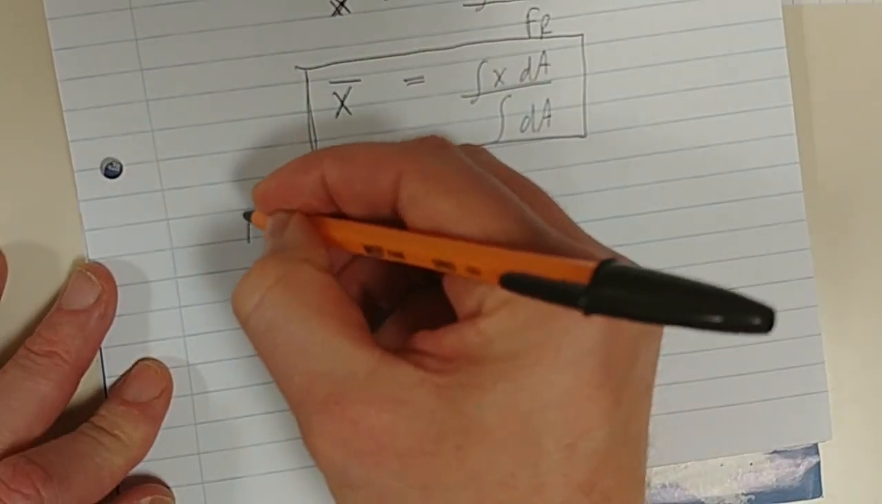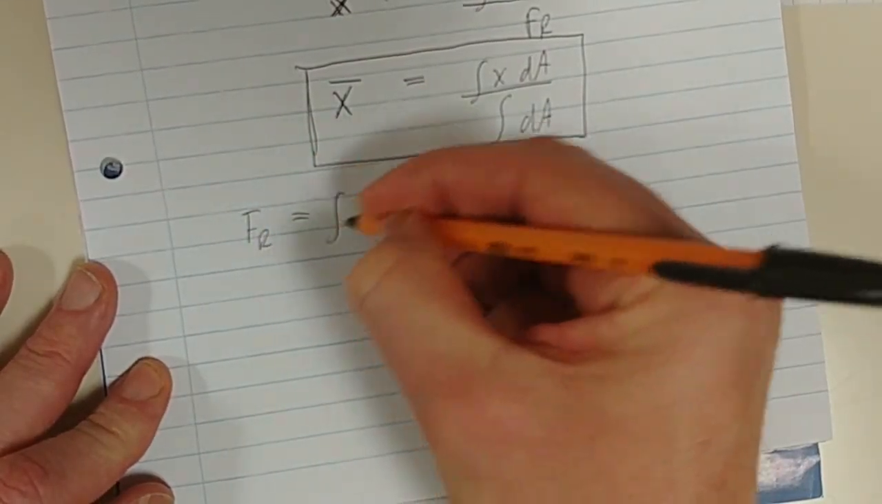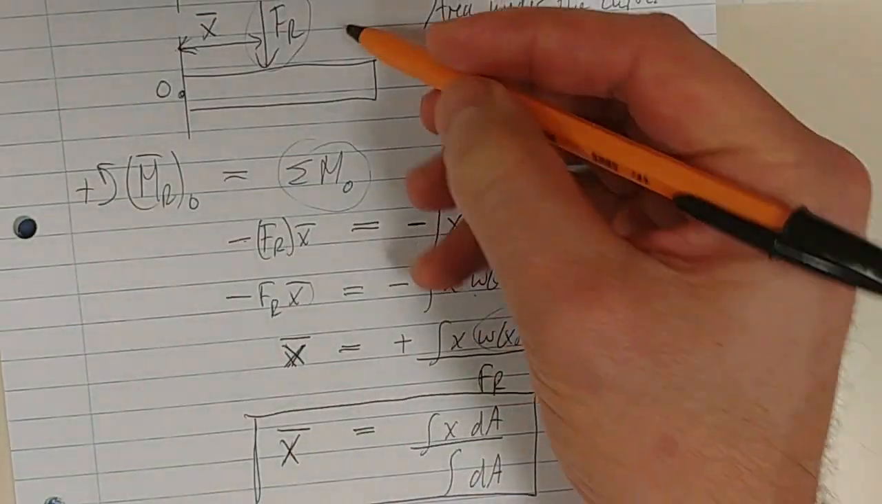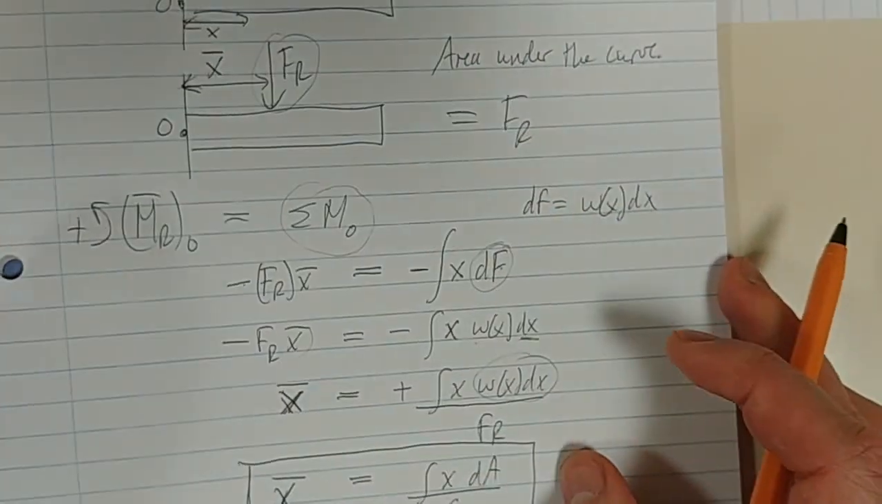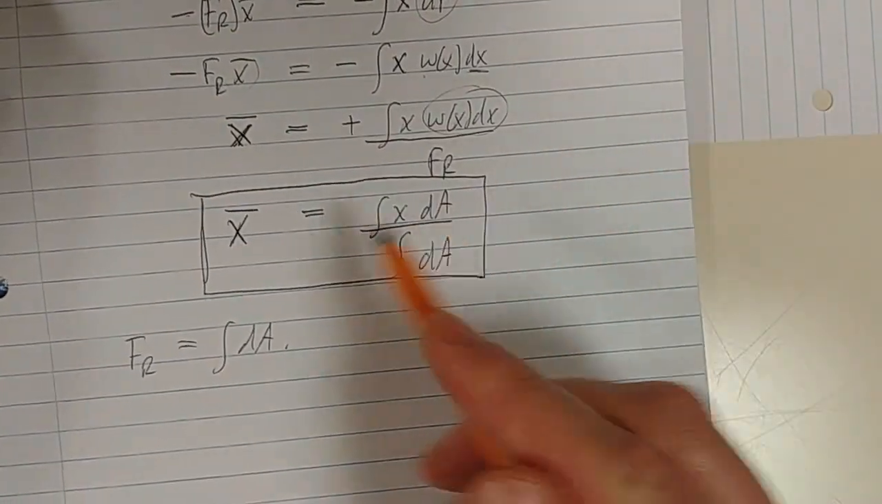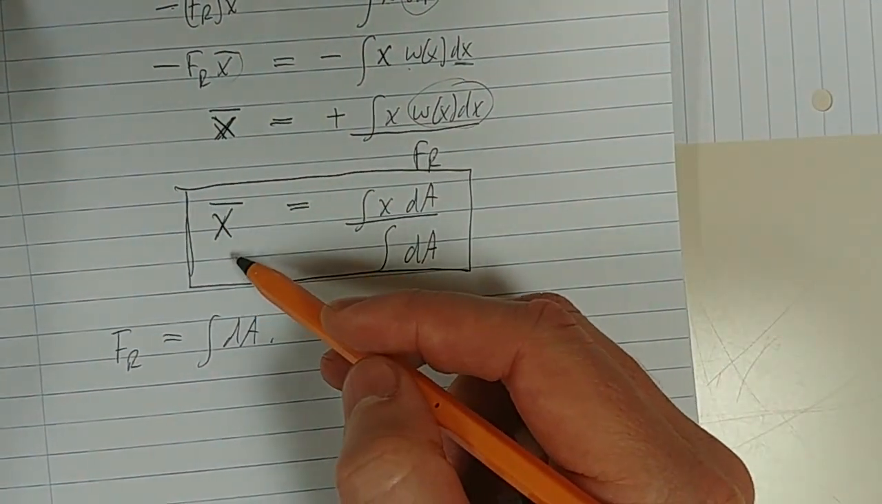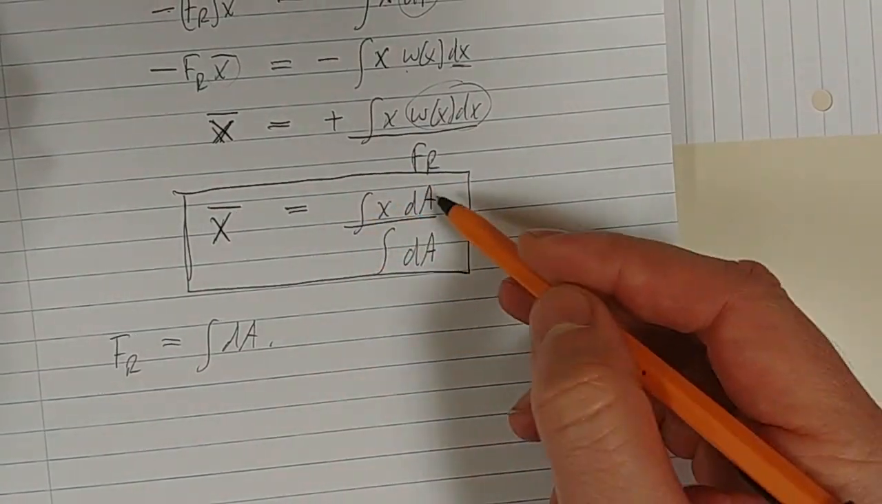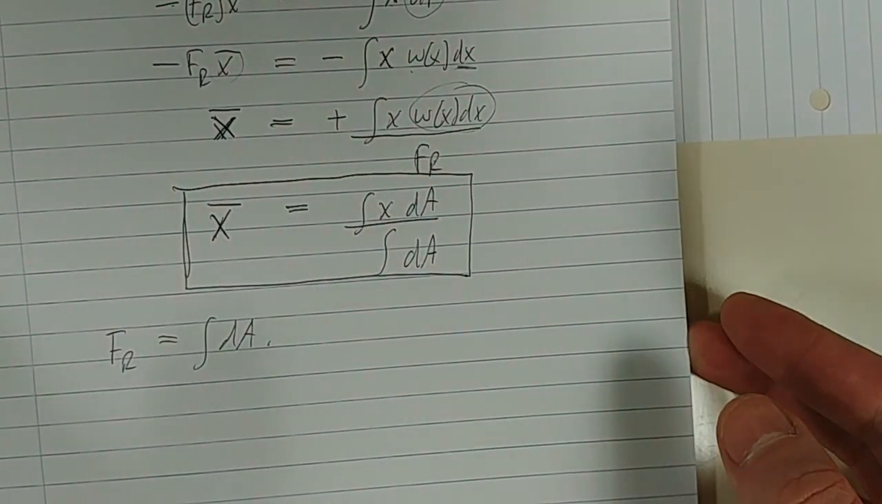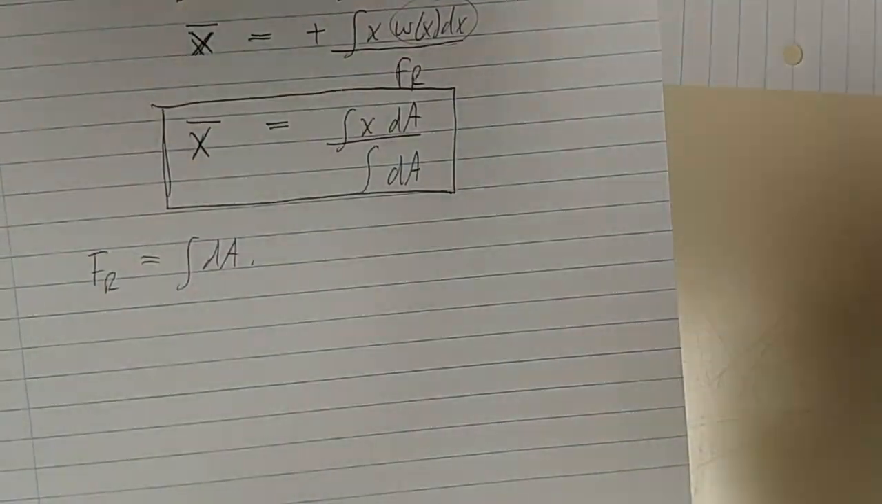How do we determine our resultant force? It's the integral of dA, and that's how we calculate that. It's simply the area under the curve, okay? And then how do we determine our position x bar? It is given by this equation, okay? So in the next video, I will do one or two problems. Cheers.